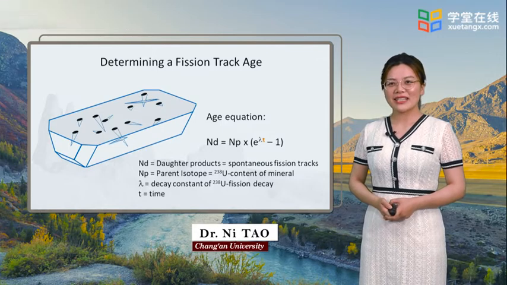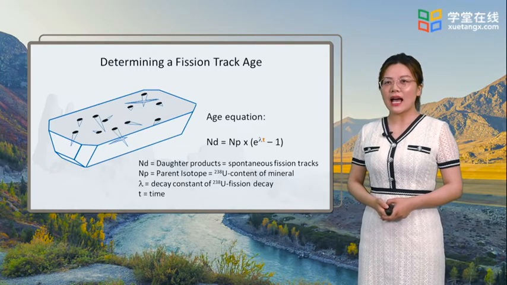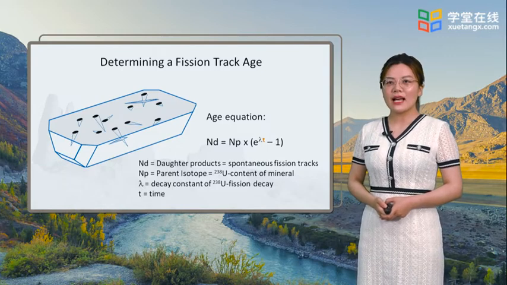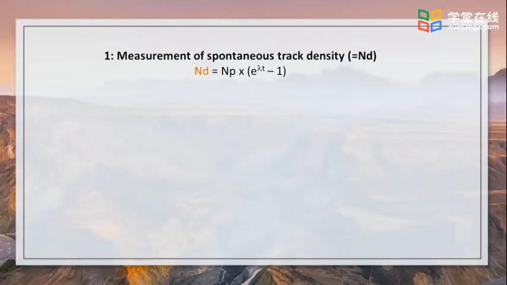Fission track dating relies on the same general equation as any radioactive decay scheme. It requires an estimate of the relative abundance of the parent and daughter product, for example, the number of uranium-238 and the number of spontaneous fission tracks per unit volume. The latter is relatively straightforward. We count the number of spontaneous fission tracks on a given surface of a mineral grain.